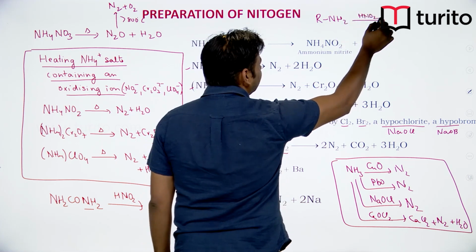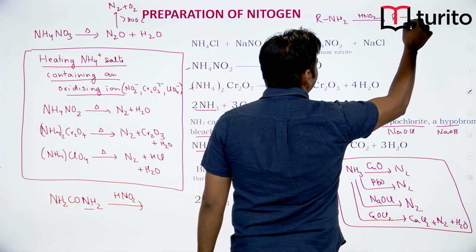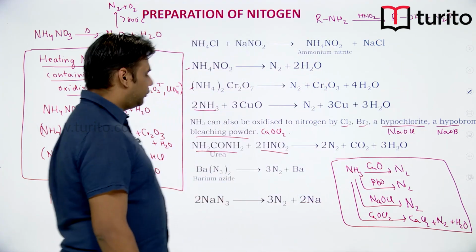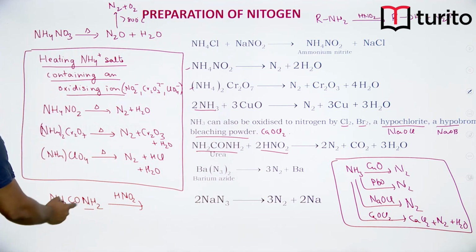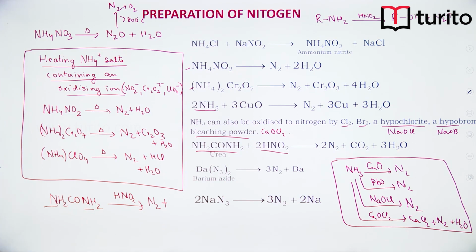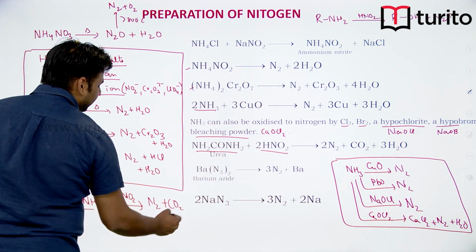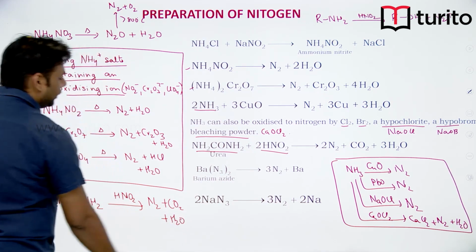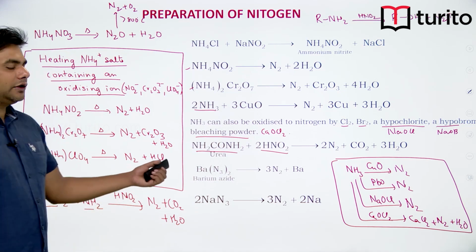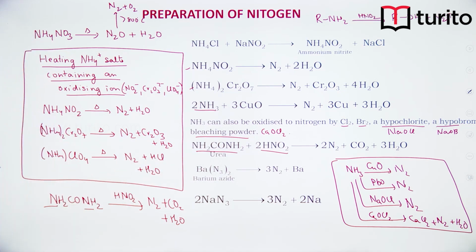So when you react with HNO2, a carbocation is formed, water attacks on it, forms alcohol, and N2 is released. Similarly, what will happen? There are two nitrogens over here, both will get released as N2 gas, and there will be two OH groups attached to C double bond O, forming carbonic acid. Carbonic acid is unstable, so we get CO2 plus water. So if you react HNO2 with urea, you will get N2 plus CO2.